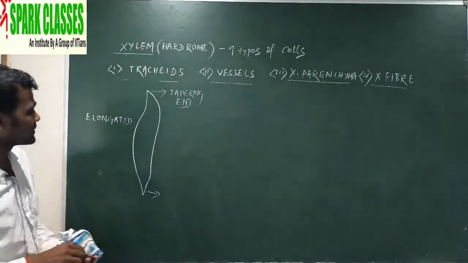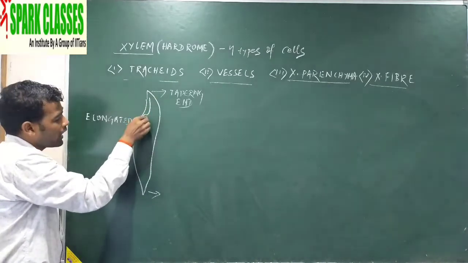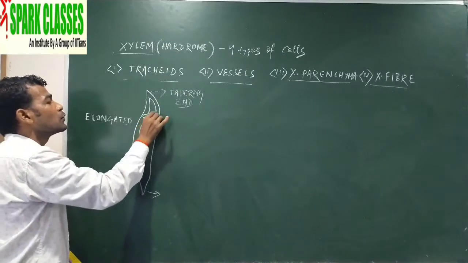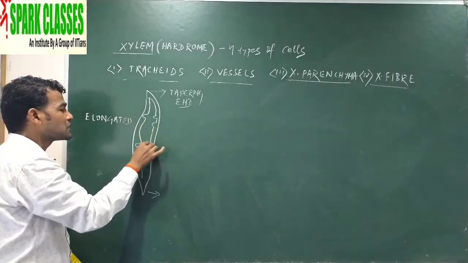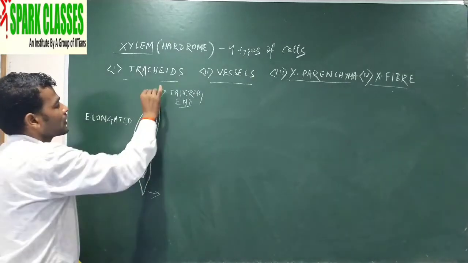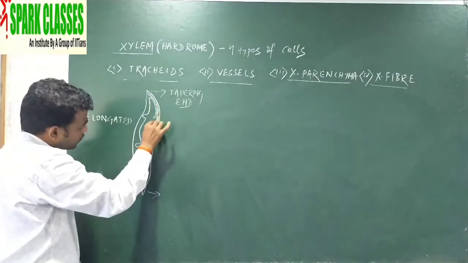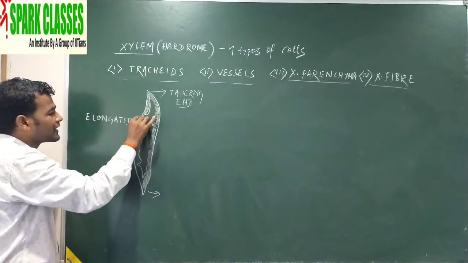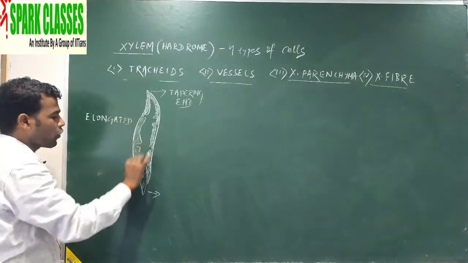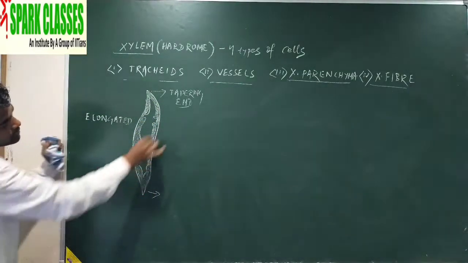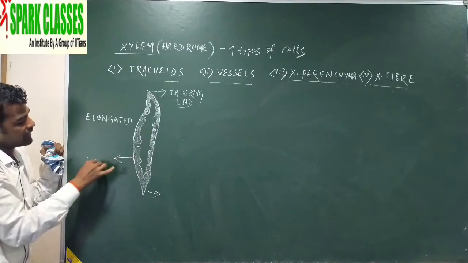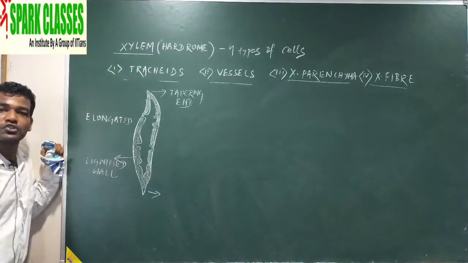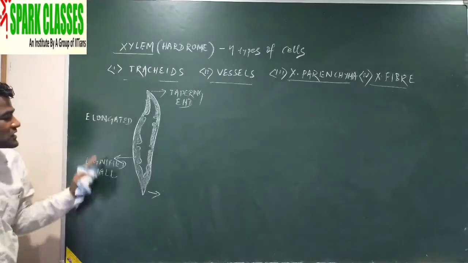And as it is dead, their wall is deposited. The wall is deposited with what? Already I had explained to you. This wall is deposited with lignin. So this is the lignified wall, because all the dead cells are deposited with lignin. So this is the lignified wall. Clear?